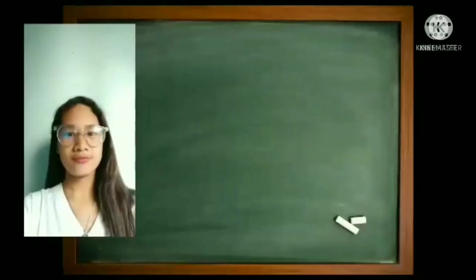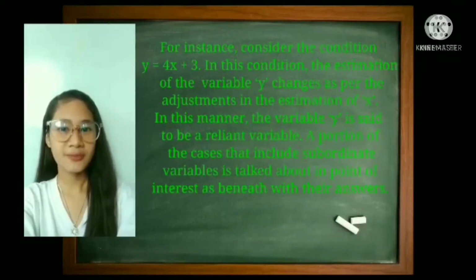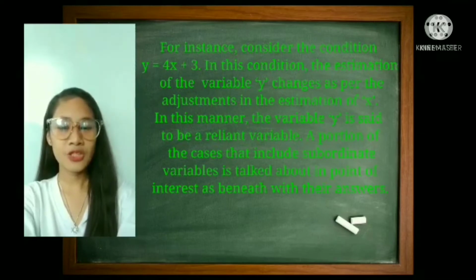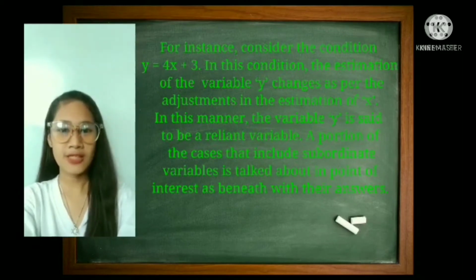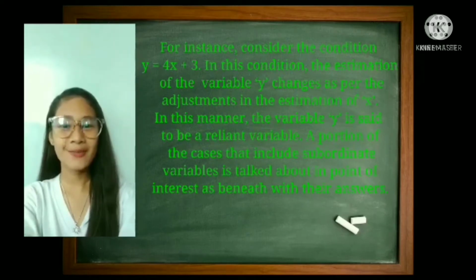For instance, consider the equation y equals 4x plus 3. In this equation, the value of y changes as per the change in the value of x. In this manner, the variable y is said to be a dependent variable. Some of the cases that include dependent variables are discussed in detail with their answers.